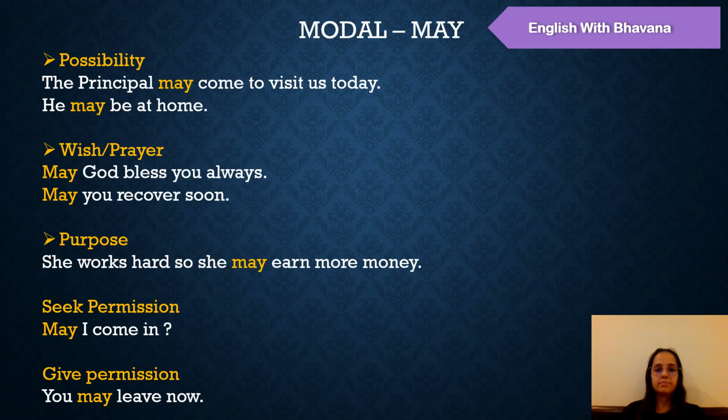For example, we use the modal in possibility, like the principal may come to visit us today. There is a possibility. He may be at home. There is a possibility. Wish or prayer, we always say, right? May God bless you, may you recover soon, right? May you have a blessed year ahead. So this is a possibility because we are wishing or praying for someone. Purpose: she works hard so she may earn more money.